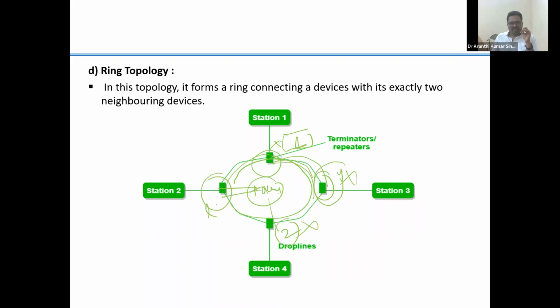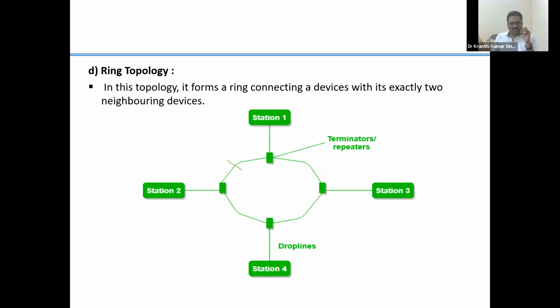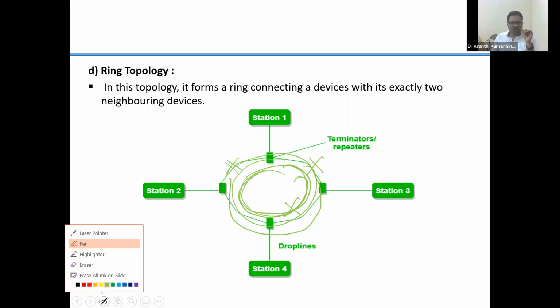And the disadvantage of this ring topology is that if this connection breaks, then the entire network also collapses. So here we can use a dual ring, one for clockwise direction and one for anti-clockwise direction. If the outer ring fails, the inner ring works. If the inner ring fails, the outer ring works. In this way, we can communicate data via ring topology.